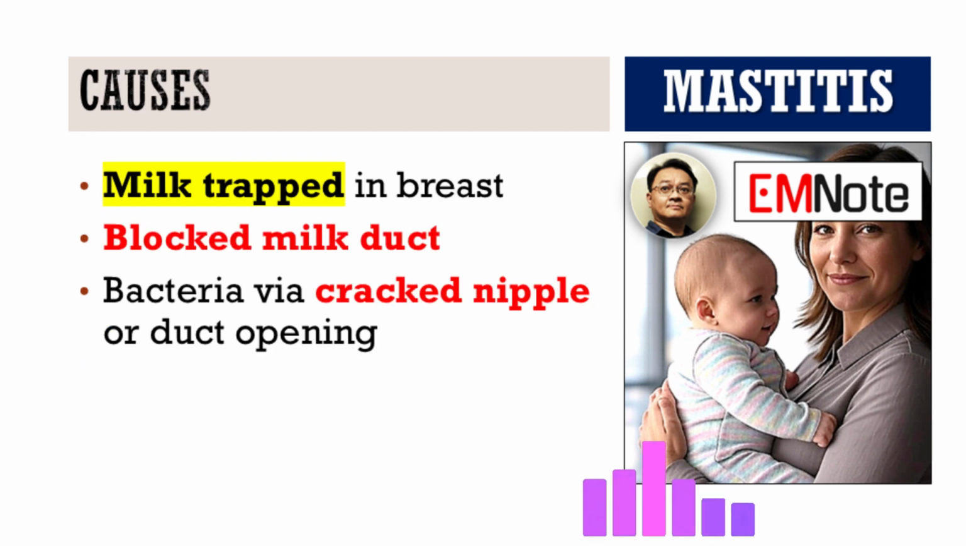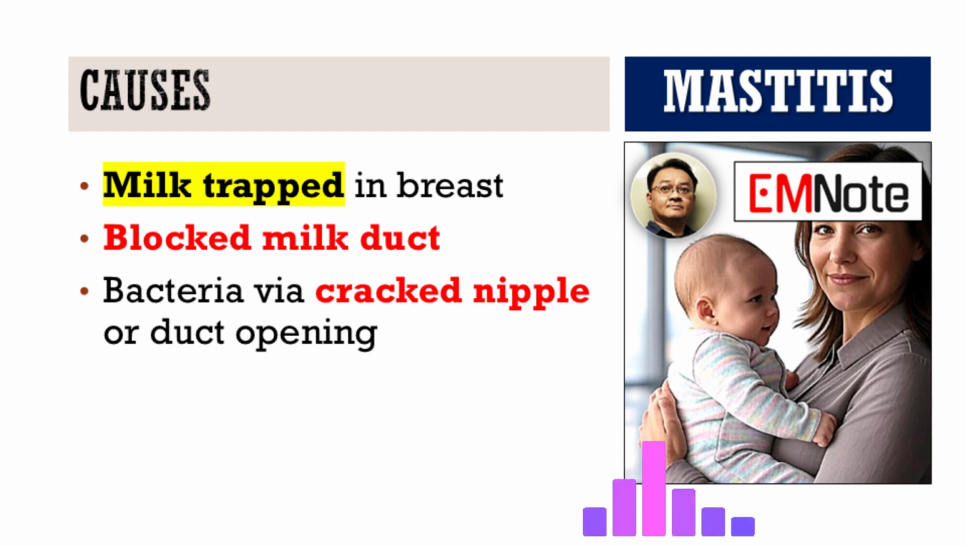Got it. So if inflammation is the issue, what's actually causing it? What's the root cause? Well, the main trigger, most often, is milk getting trapped in the breast. Milk stasis. Milk stasis, trapped milk. Exactly. When the milk isn't removed effectively or regularly, it just sits there. And that can lead pretty quickly to a blocked milk duct. Okay, so the blockage is key. It is. And then bacteria can get involved.